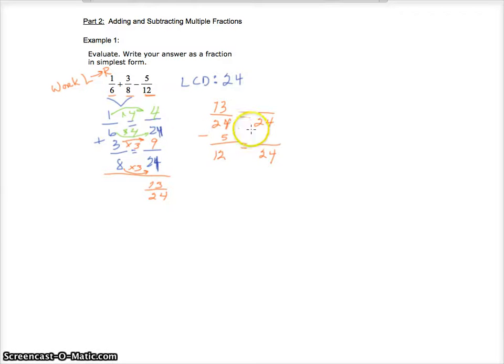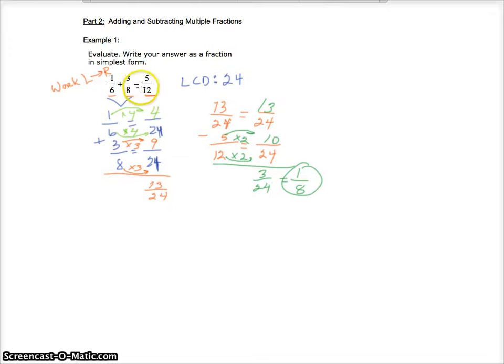My path from 24 to 24 is unchanged, so this is just going to become 13 24ths. From 12 to 24, I've got to multiply by 2. From 5, I have to multiply by 2 to get to 10 24ths to make an equivalent fraction. Here I'll multiply 13 minus 10, and that gives me 3 over 24. Now I can reduce this, and that's actually going to equal 1 over 8.